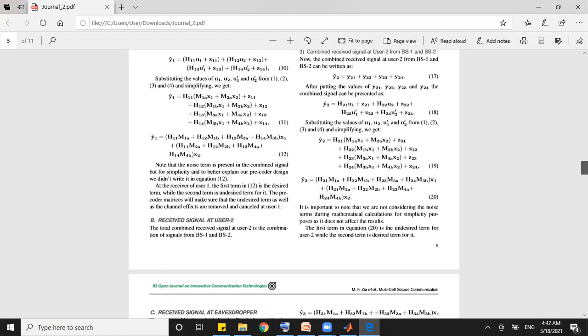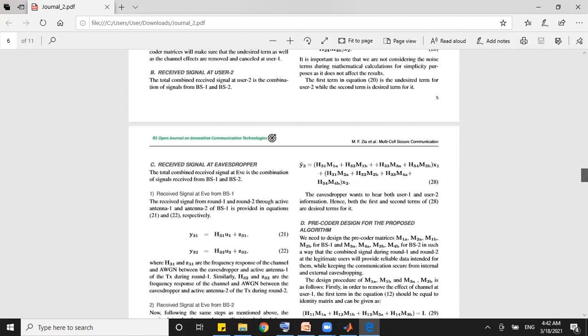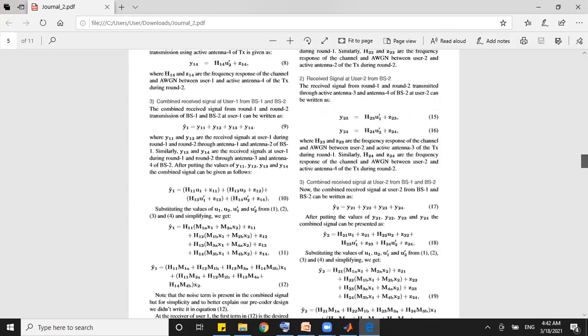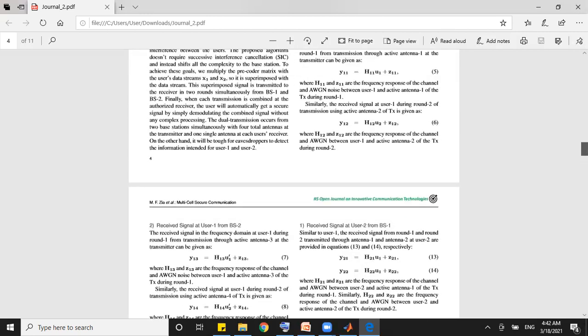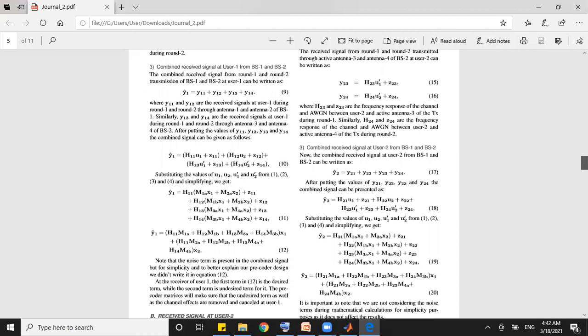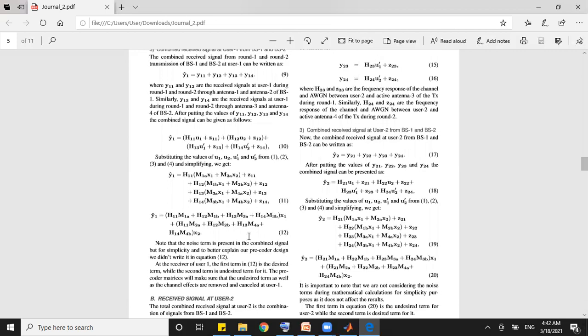So after simplification, we get the following equation, which is pretty long. Similarly, for the case of receive signal at the eavesdropper, we follow the same steps. It is to be noted that the first term is the desired term for user 1. The x1 term is desired while the x2 term is not desired. For user 2, the x2 term is desired while the x1 term is not desired.